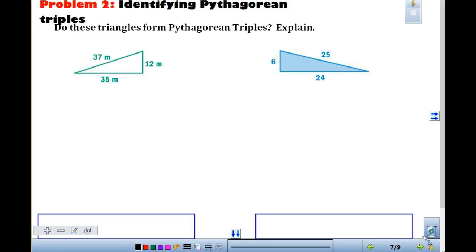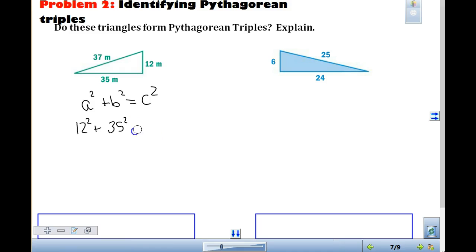When we are taking a look, you are going to be asked, is it a Pythagorean triple, and to explain. The explanation has to come out using that formula. You could write down a squared plus b squared equals c squared, but I am okay, Jacob, if you start us off and we put what? 12 squared plus 35 squared. And the question is, is it equal to 37 squared? So use your calculators, please, and type that in.